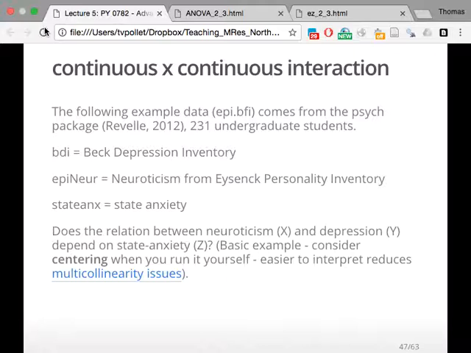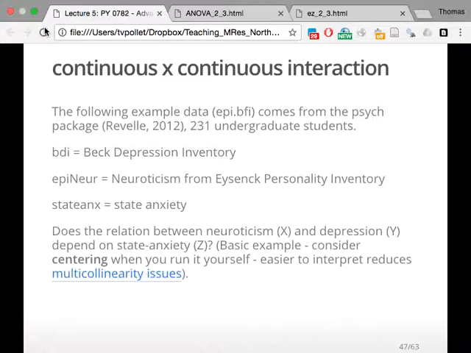Yeah. So continuous times continuous interactions is the final type. So you might have, let's say, neuroticism and state anxiety, and you want to see that predicts depression, but you think these two might interact. So then you would take the multiplication of those two. And so here we want to find out a relationship between neuroticism and depression. Does the relationship between neuroticism and depression depend on state anxiety?